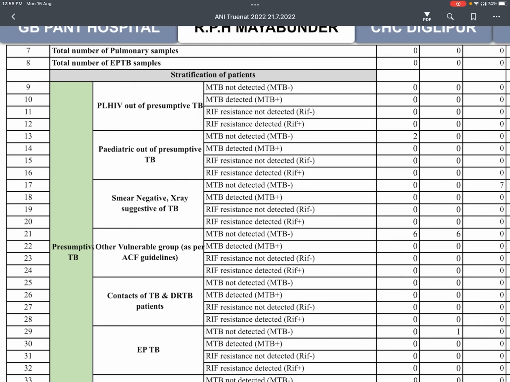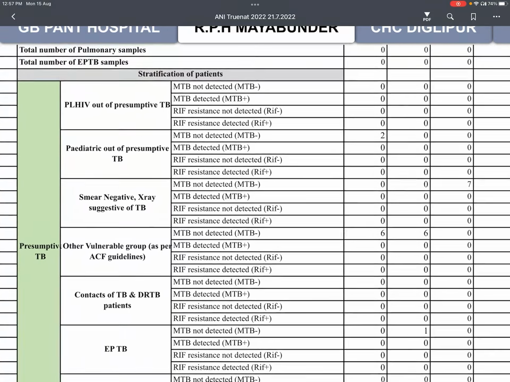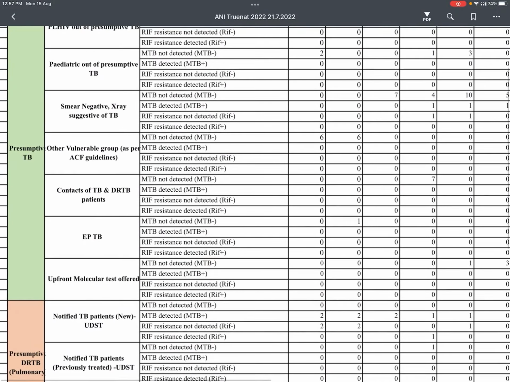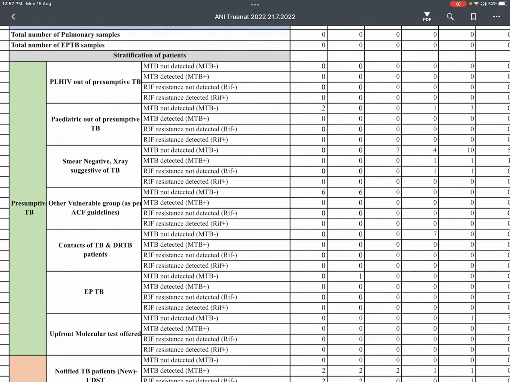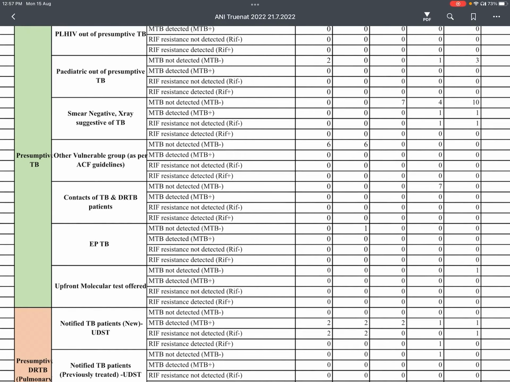ACF group will come here, other vulnerable groups, ACF group will come here. Contacts of DRTB, if it is written in the specimen, you have to write here. If it is an EPTB, you have to write here, and upfront molecular test offered, you have to write here. So presumptive TB, you have to keep in note and you have to write in the lab register itself, it's a presumptive TB. Is it PLHIV, is it pediatric, is it smear negative, or if it is ACF, or if it is contact, EPTB, and if none of these criteria is followed, just write upfront molecular test. So if it is not PLHIV, not pediatric, not smear negative, not ACF, not contact, not EPTB, put it under upfront molecular test offered, okay, so that you don't have any confusion.